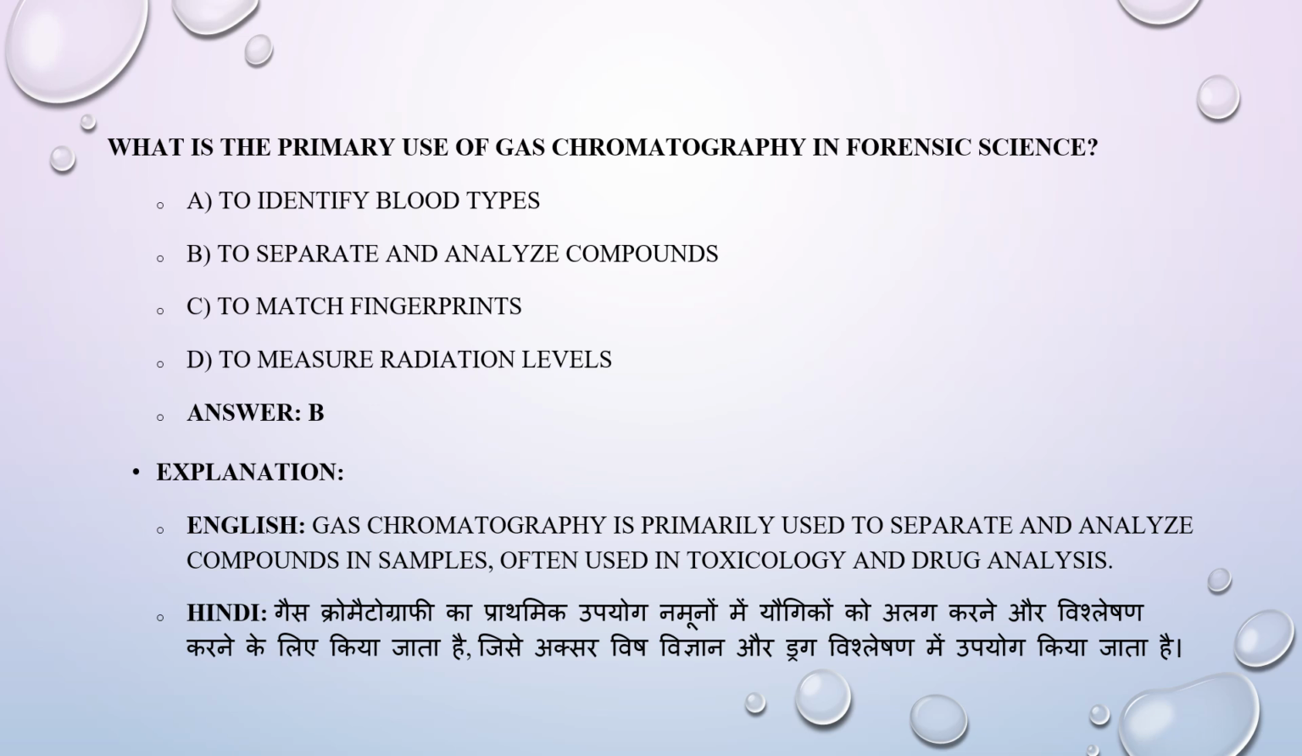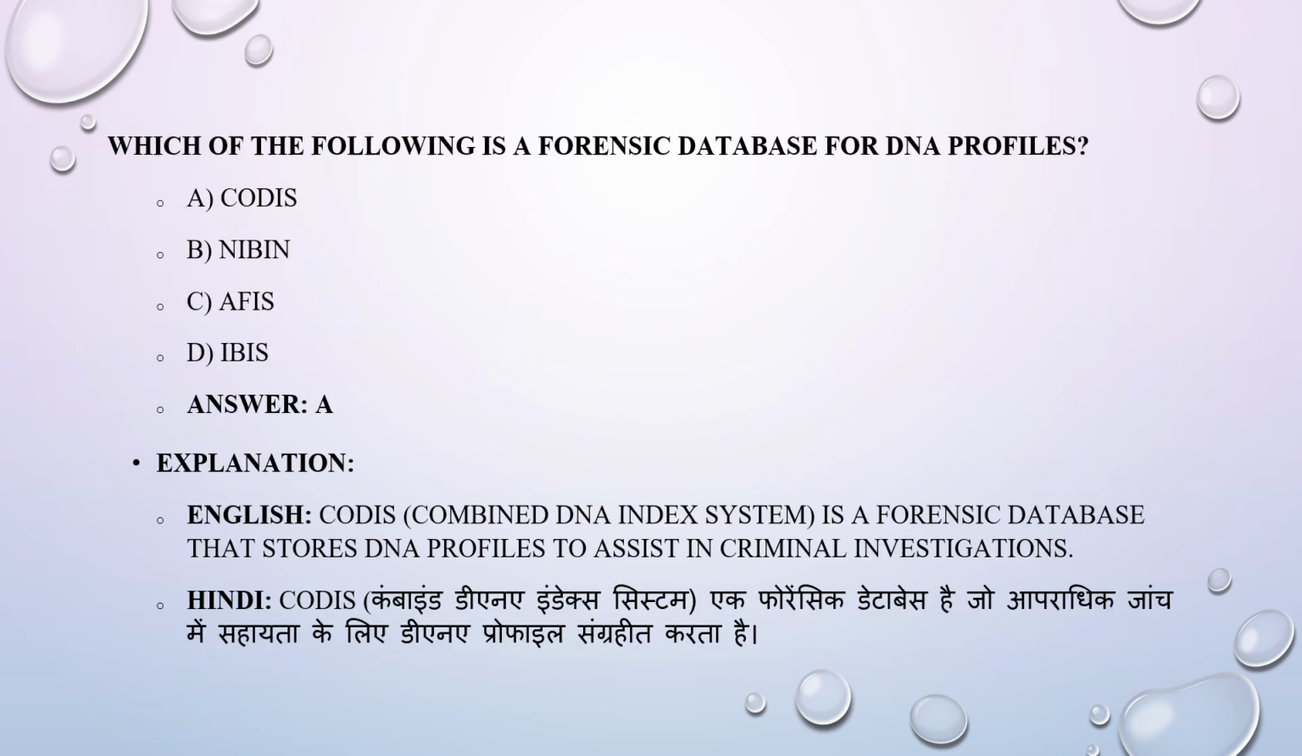What is the primary use of gas chromatography in forensic science? To separate and analyze compounds. Gas chromatography is primarily used to separate and analyze compounds in samples, often used in toxicology and drug analysis.